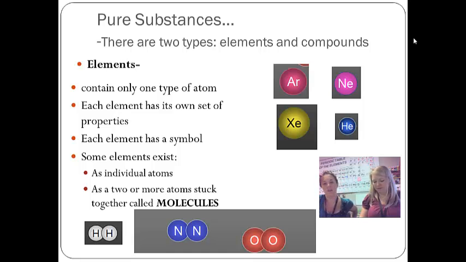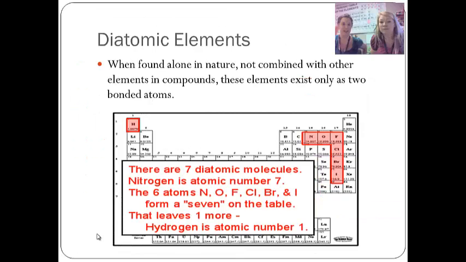Sometimes you'll have a couple atoms that exist in nature, but they're stuck to each other, so we call them molecules. Some examples we have down on the bottom are going to be hydrogen, nitrogen, and oxygen. Those would also be called diatomic, which you'll learn later. Di meaning... I actually think it's the next slide.